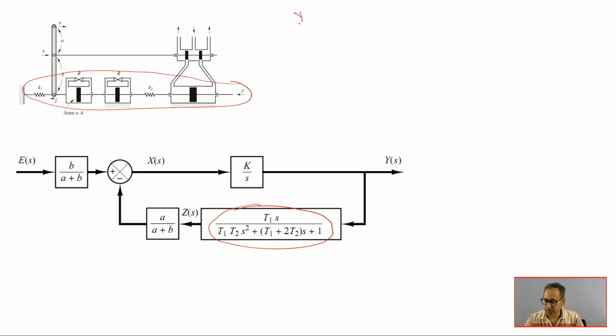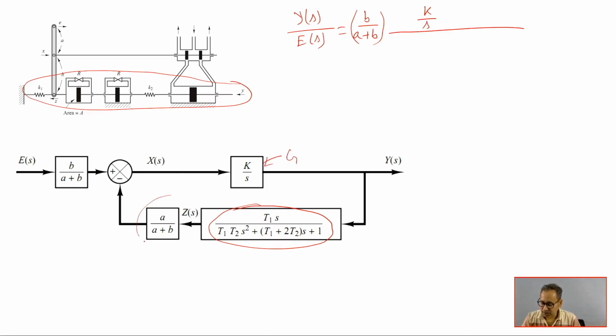So that is Ys by Es equal to B by A plus B into K by S. That is the same trick. It is your closed loop transfer function Cs by Rs. This is your G, and this whole thing is H. So that formula is G by 1 plus GH, and that will be multiplied by this term B by A plus B. Correct? So in place of G we are writing K by S. These two are in cascade, so these two can be multiplied.